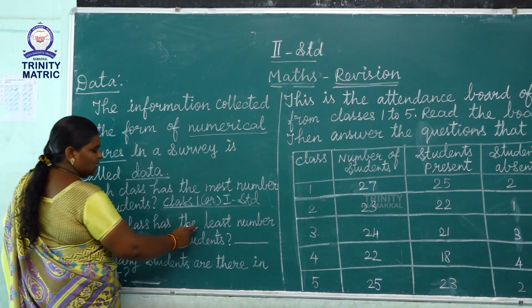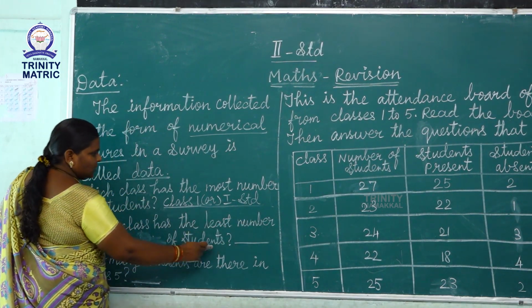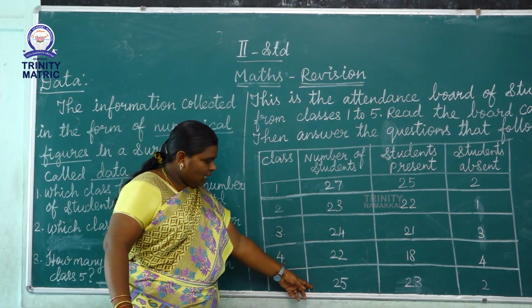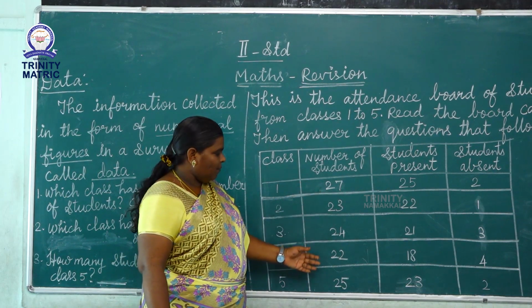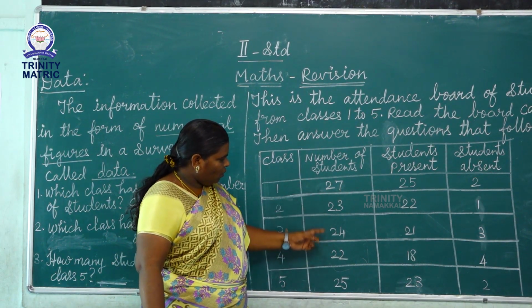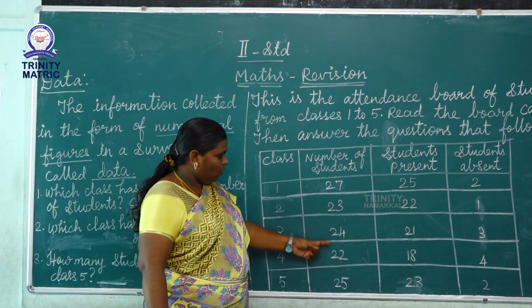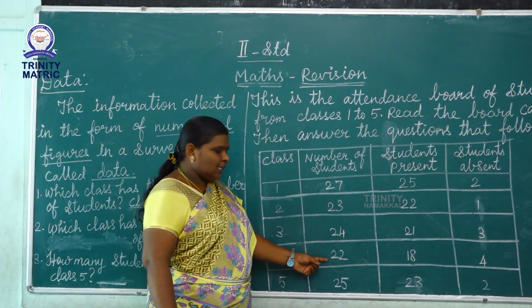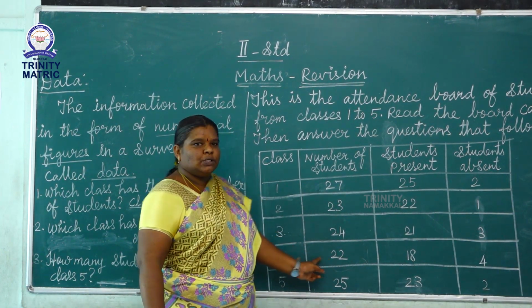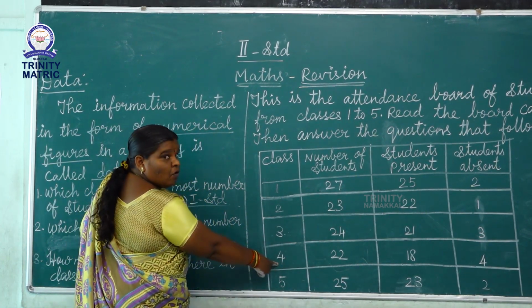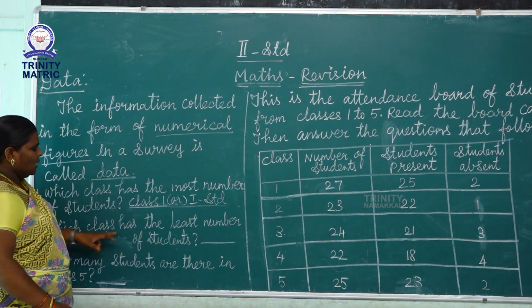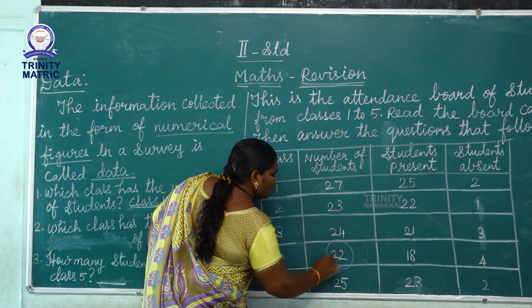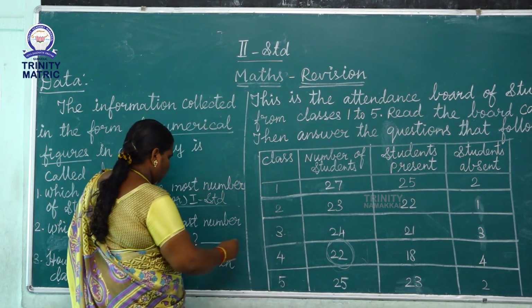Which class has the least number of students? Which is the very lowest number in this row? 27, 23, 24, 22, 25 are given. Which is the very least number? Yes, 22 is the least number. So which class? Fourth standard. Class 4.